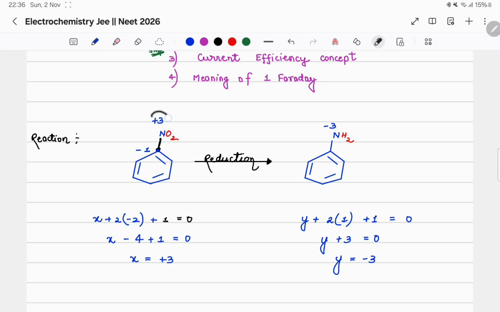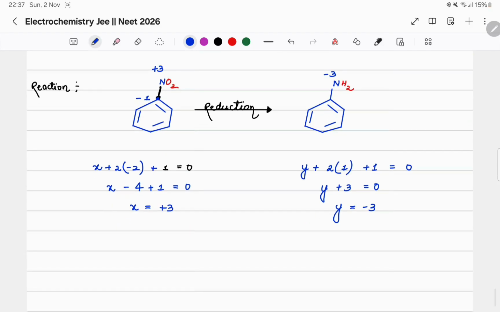The oxidation number is going to change from +3 to -3. Now what is the n factor? N factor is nothing but the change in the number of electrons. So here +3 and here -3. What is the difference between +3 and -3? That is 6. So the exchange of electrons is 6 electrons. That is what we call the n factor. So the n factor for nitrobenzene is 6, and for aniline also the n factor is 6. Both values are the same, so not a big issue.